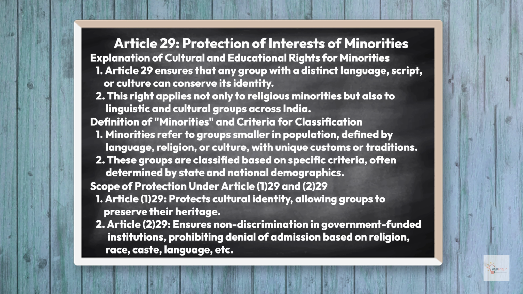Scope of protection under Article 29(1) and 29(2). Article 29(1) protects cultural identity, allowing groups to preserve their heritage. Article 29(2) ensures non-discrimination in government-funded institutions, prohibiting denial of admission based on religion, race, caste, language, etc.